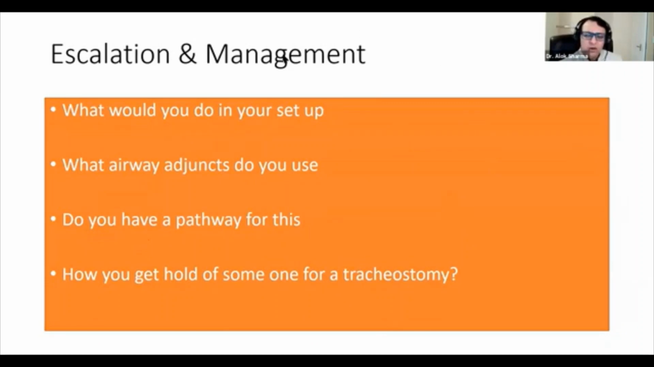And for everybody who's working in a tertiary or a quaternary setup, I think in the neonatal setting, everybody should have a pathway which thinks of if you had a critical airway, how you would get somebody to be able to give you a fiber optic intubation or a tracheostomy where possible. Thank you. That finishes my talk.